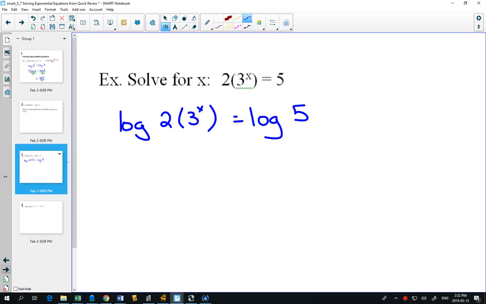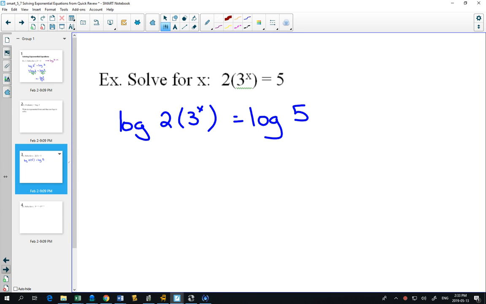And if you had to expand the left-hand side, your log law for bringing an exponent out in front, which is up here on the wall, works when the exponent is on the entire thing inside the log. But if we look inside that log, can you see that the exponent x is only on the 3? That exponent x is not on the 2. And because it's not on the entire thing, we can't use that log law yet.